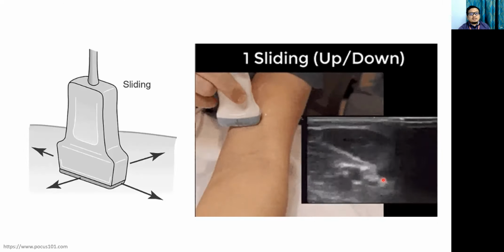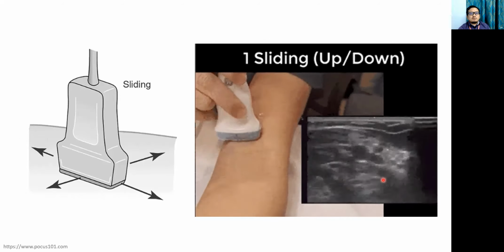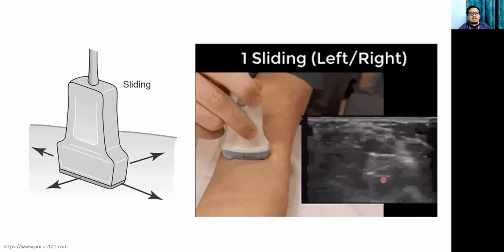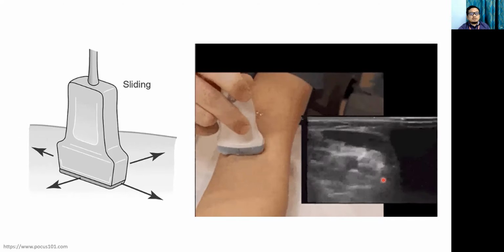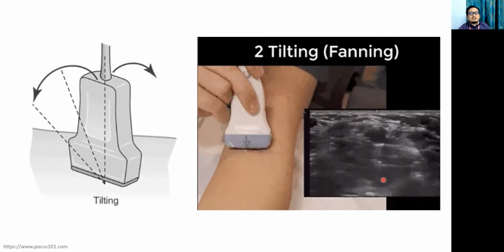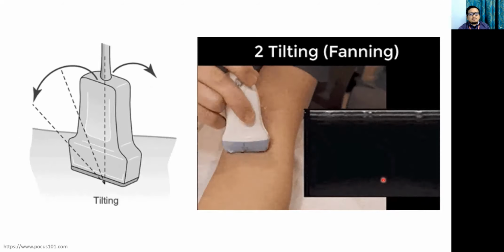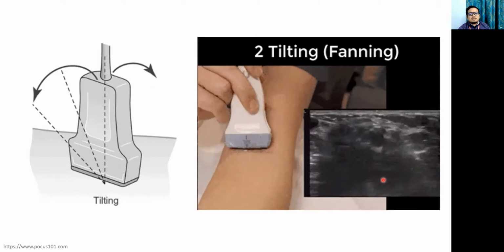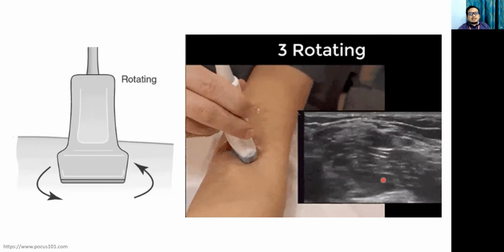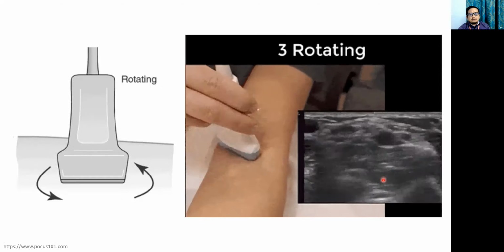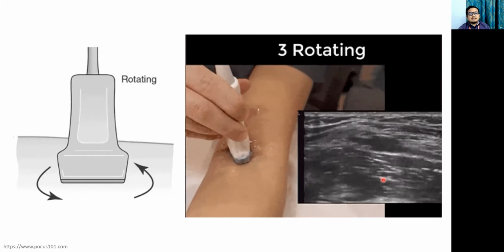First one is sliding. When we talk about ultrasound movement, we can say, okay, slide the probe up and down, or left or right. This is the usual terminology that we use. Number 2 is fanning or tilting. You can tilt like that to produce a different image. And then rotating: you can rotate to have a different short or long axis of the vessel.